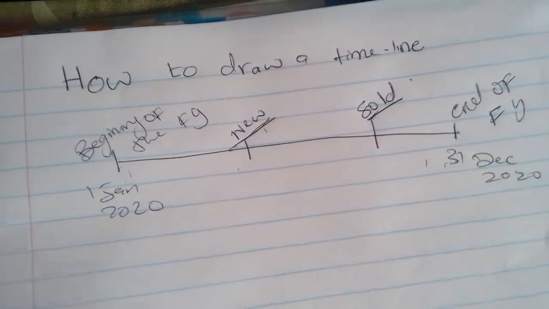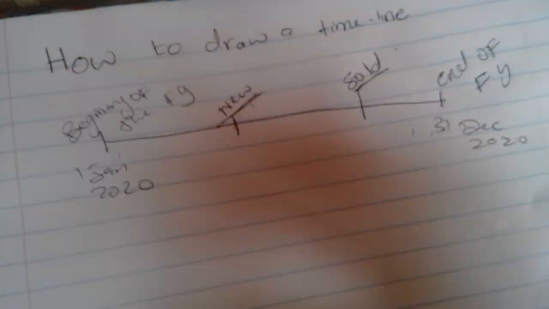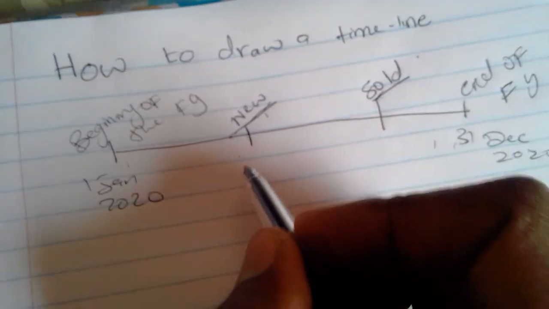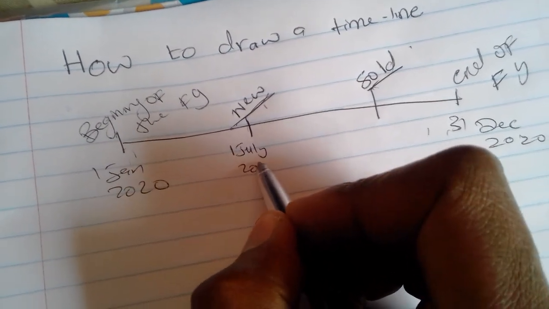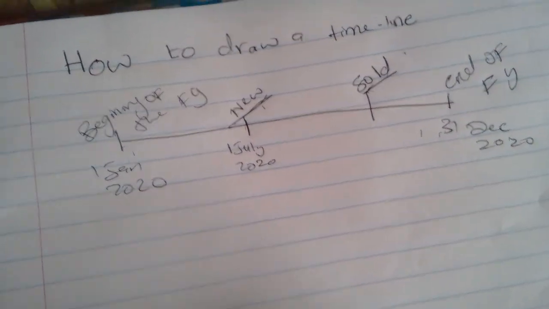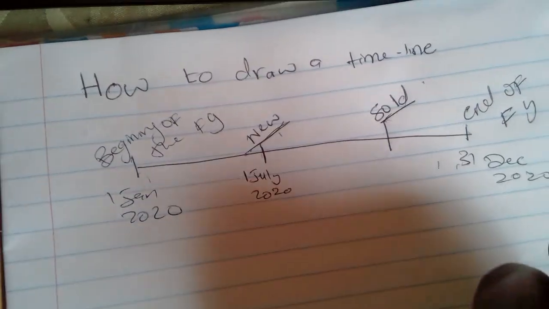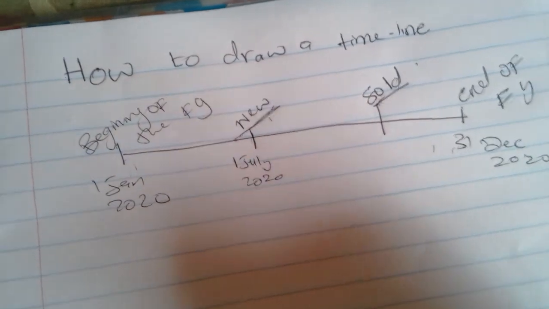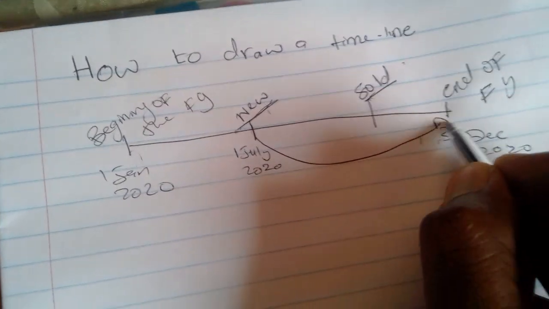So after identifying the date on which the asset was purchased, for example, let's say you purchased the asset on 1 July 2020. It means you'll count the period or the months which the asset has spent inside the business during the current financial year, from 1 July until the end of the year, 31 December.